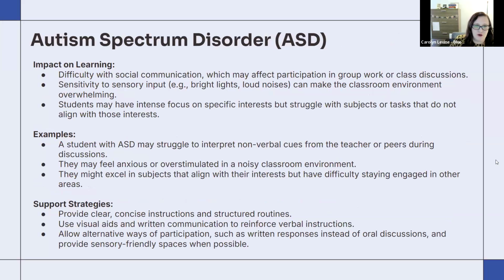Autism spectrum disorder. All right, so when we talk about a spectrum disorder, most people think of autism, but pretty much any disability you could describe as being on a spectrum. But autism, I think, is the most obvious example, and we see that a lot with that social communication and their ability to participate in work or class discussions. They might be really sensitive to sensory input like bright lights, loud noises, which can make the classroom environment overwhelming. They may have really intense focus on specific interests and struggle to switch subjects or move from task to task that don't align with their specific interests.